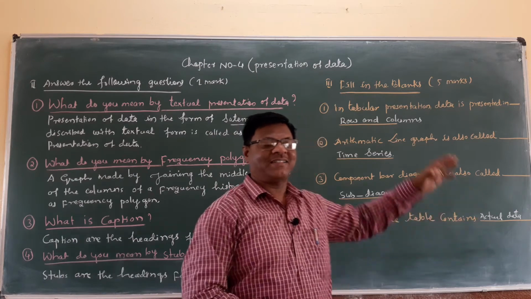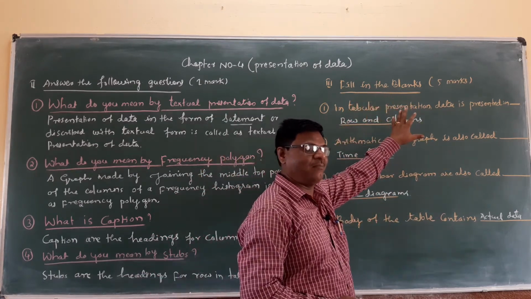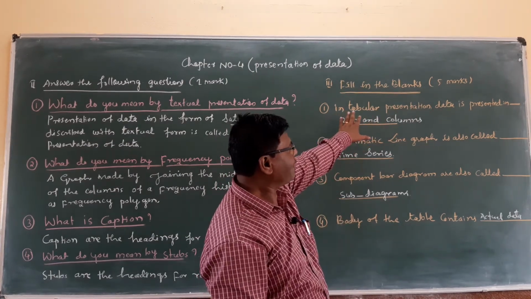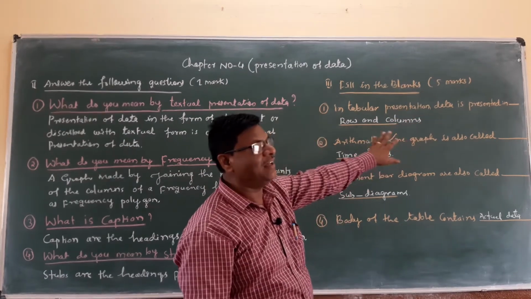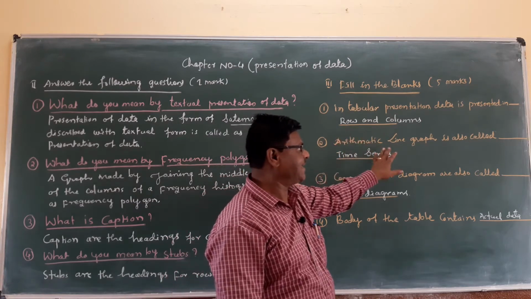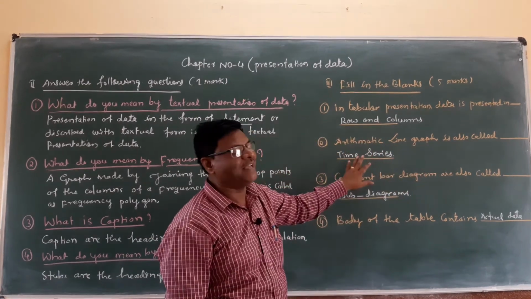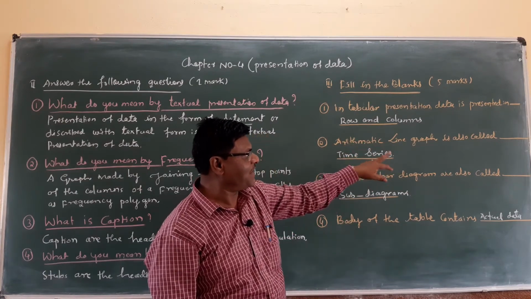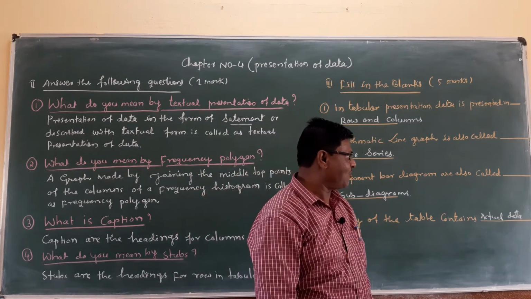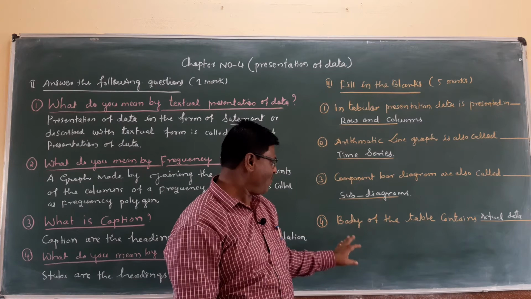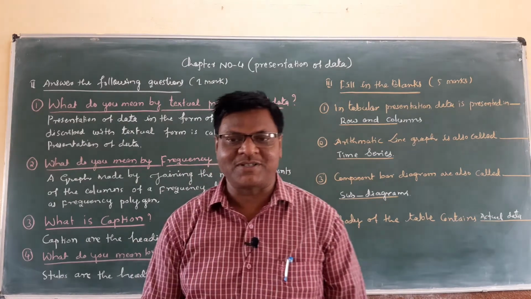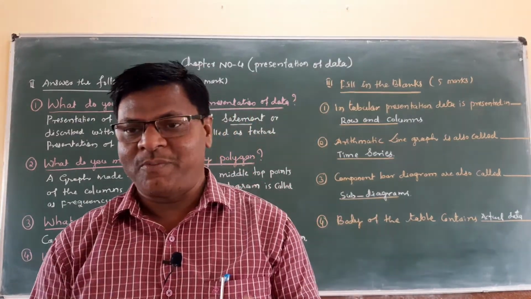And fill in the blanks. You will fill the blanks with appropriate answers. The first question: in a tabular presentation, data is presented in rows and columns. Second, arithmetic line graph is also called time series. Number 3, component bar diagrams are also called subdiagrams. Number 4, the body of the table contains actual data. These are very important questions, and you have to fill them with appropriate answers.